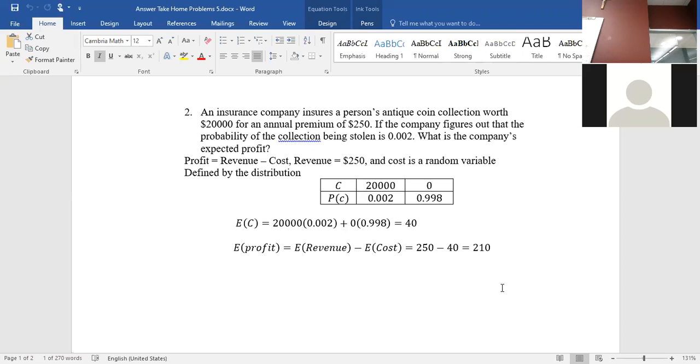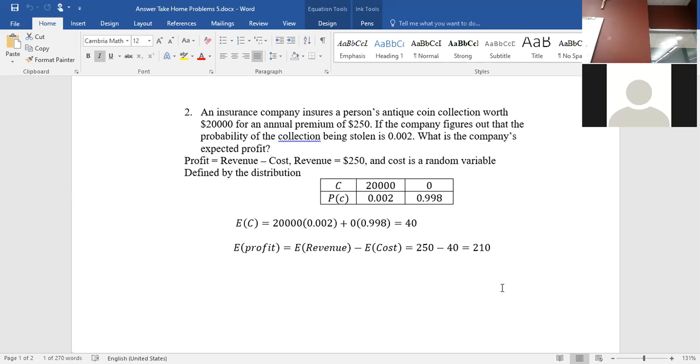Then you subtract it from the revenue. Here the revenue is constant. You pay the premium once. It's a fixed amount. So the money that the insurance company gets from you is a premium that you pay, a fixed amount, $250. So the expected profit to the company is 210.